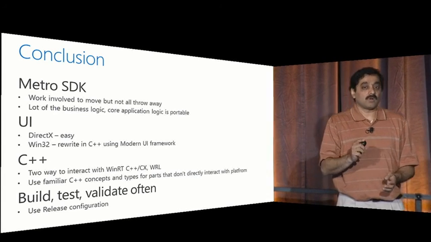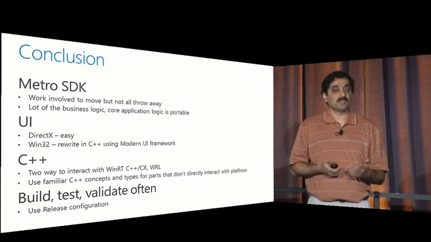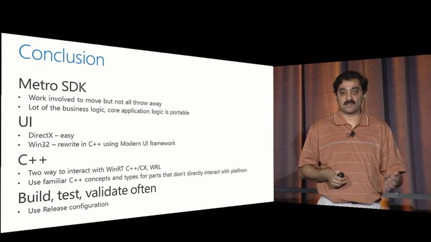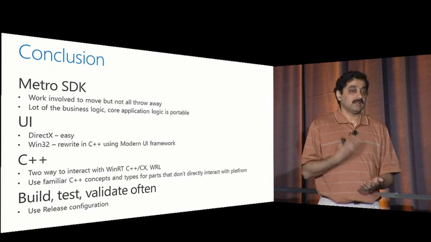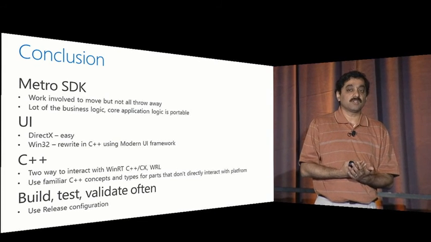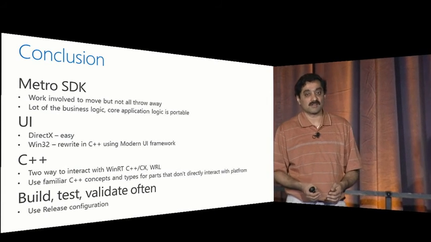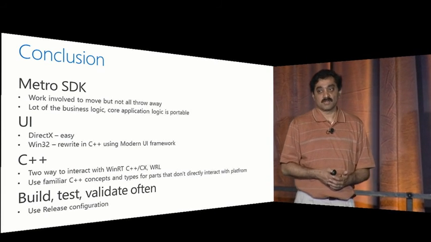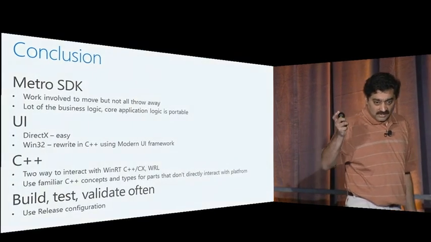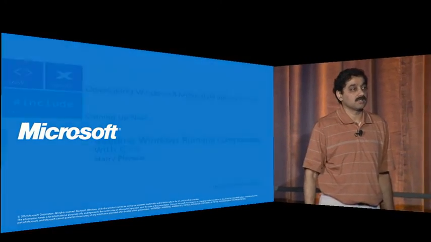The other thing I want to also note, this is sort of a thing that comes up every time we ship a new version of Visual Studio or a new compiler, is build, test, and validate. And make sure you actually do that with the release configurations as well. Don't wait till the end before you start testing your release configurations. That's about it. And so we can have a few questions.